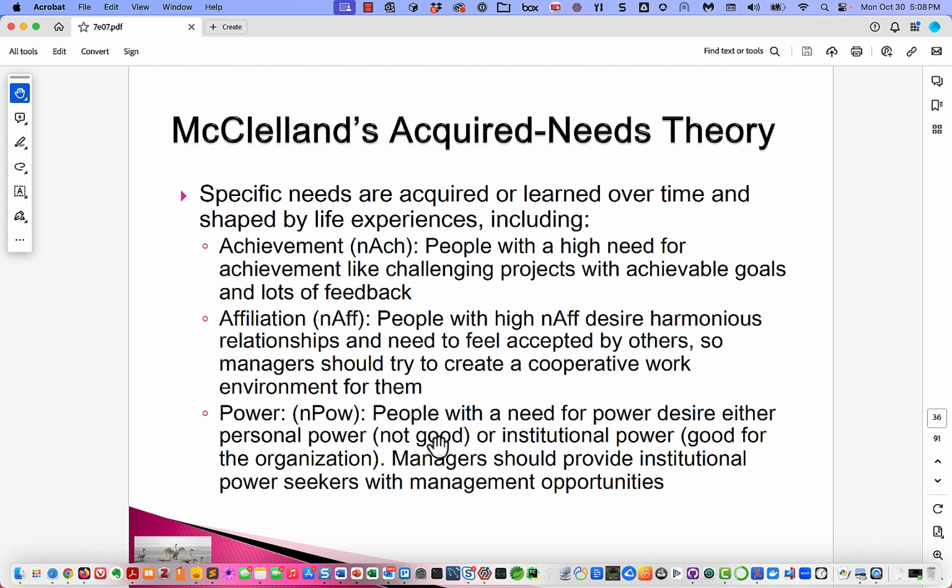People with a high need for affiliation desire harmonious relationships and need to feel accepted by others. People with a need for power desire either personal power, not good for the group, or institutional power, good for the organization. Managers should provide institutional power seekers with management opportunities.